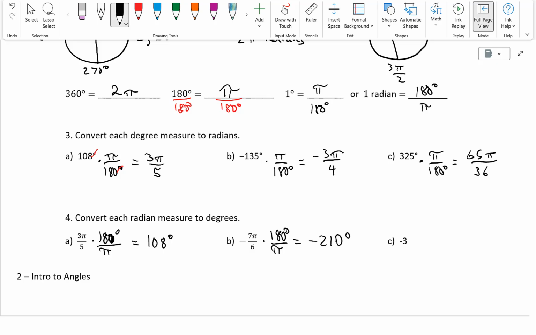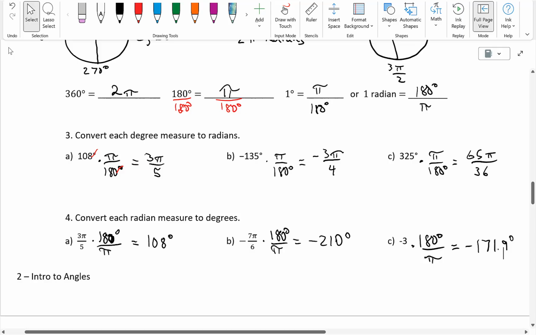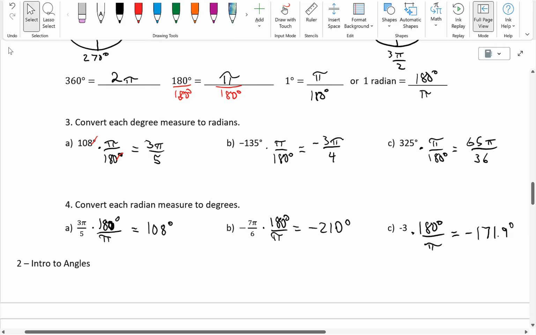And for C, you'll need a calculator, but it's there just to show you these aren't all perfect. If we have negative 3 radians for a measure, we're multiplying by 180 degrees over pi. If you toss that in a calculator, we get approximately negative 171.9 degrees. All right, but we can multiply to go back or forth. Just divide by the thing you want to get rid of, the degree or the pi.